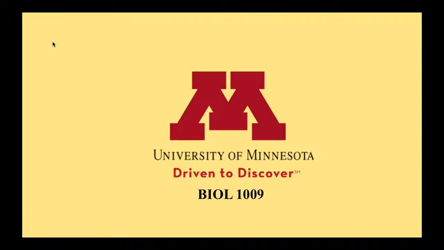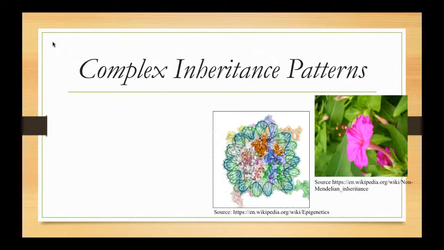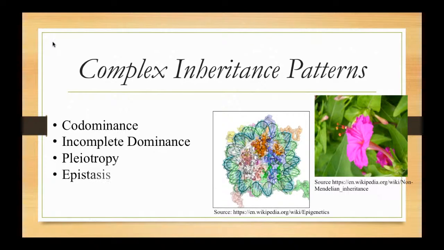Today I have a video for complex inheritance patterns. I have 4 different patterns that I want to talk about today. First one is codominance, incomplete dominance, pleiotropy, and the last one is epistasis, or epistasis, whatever you want to call it. So these 4 are the ones that I want to talk about today.